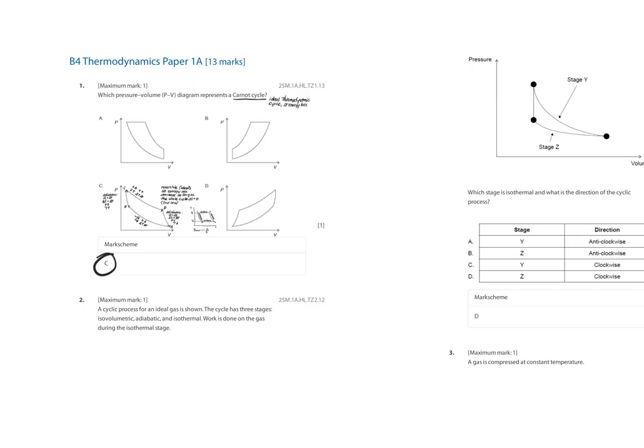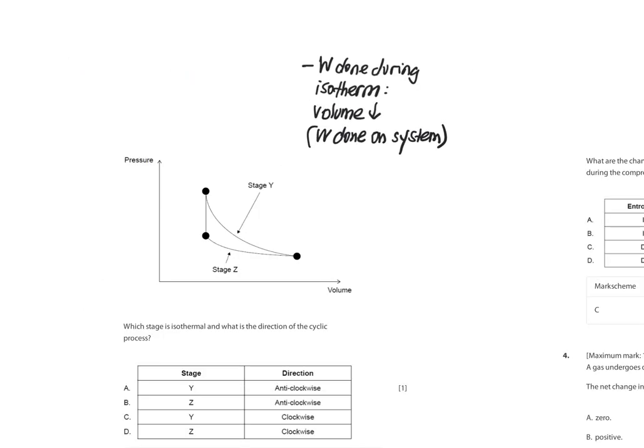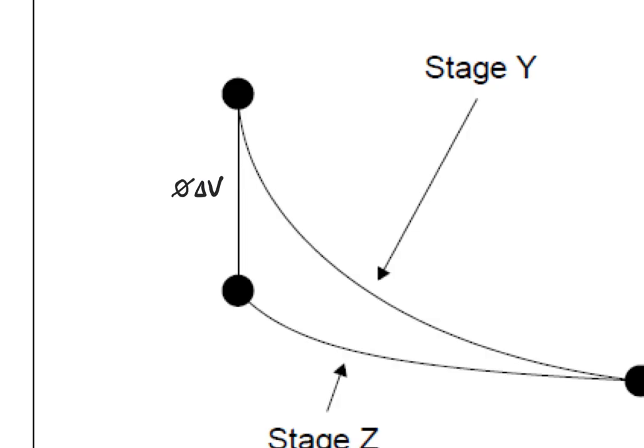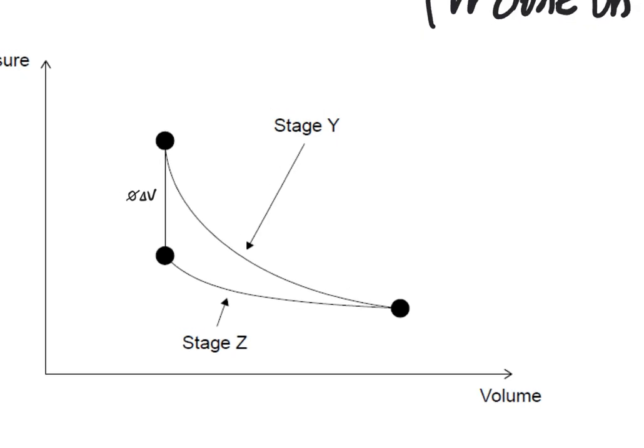Number 2, a cyclic process for an ideal gas is shown in 3 stages: isovolumetric, adiabatic, and isothermal. So there are 3 parts to this cycle, and it says that one is an isotherm, one is adiabatic, and one is isovolumetric. Well, we can pinpoint the isovolumetric. That's easy. That part right there is no change in volume. It goes up in pressure, and the volume does not change. So that's the isovolumetric. So we have stage Y and stage Z.